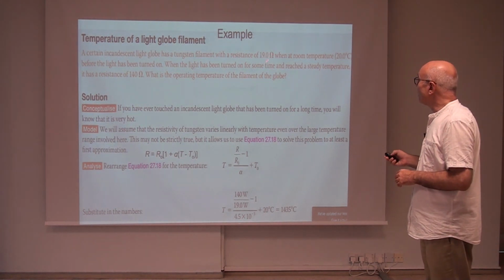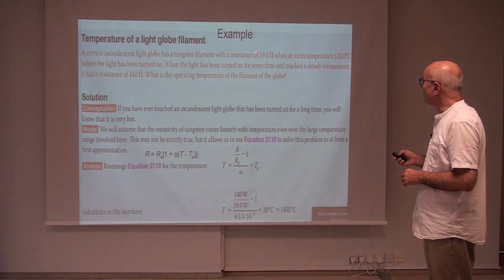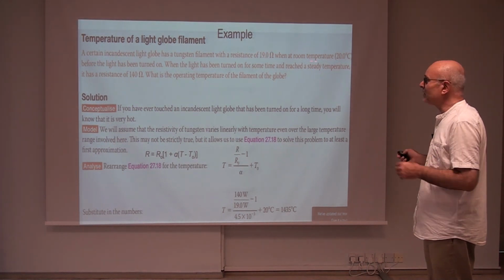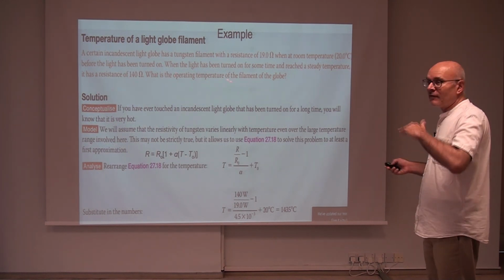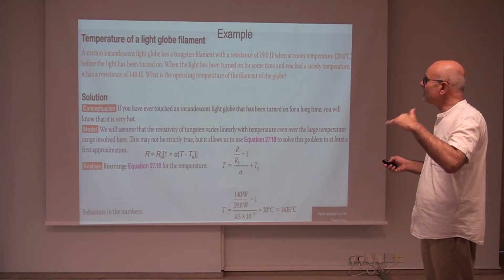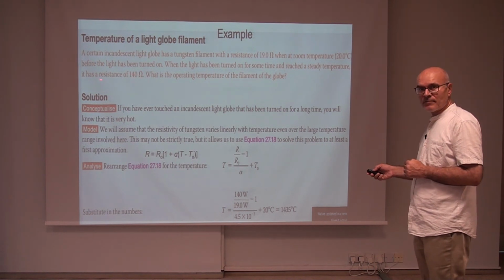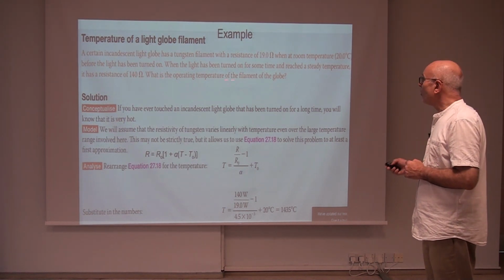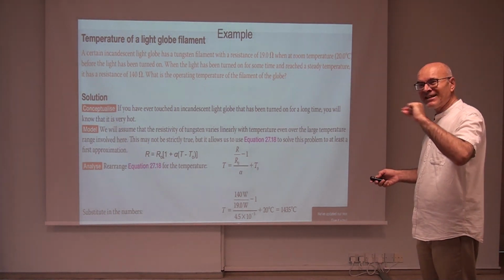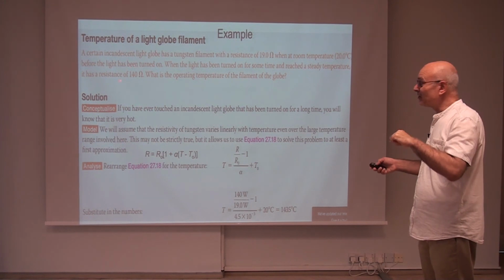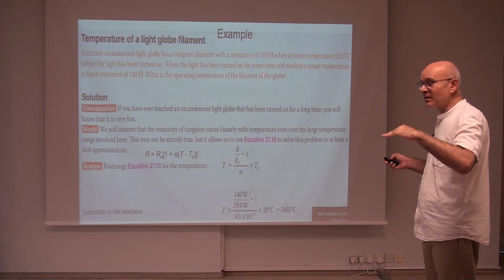The resistance of this tungsten filament is 19 ohms at room temperature, about 20 degrees. Now, when the light is turned on, after some time, the filament reaches a steady temperature, and the resistance there is measured to be 140 ohms. What is the operating temperature of the filament of the globe? In other words, what is the temperature of the filament when it reaches its full steady temperature?